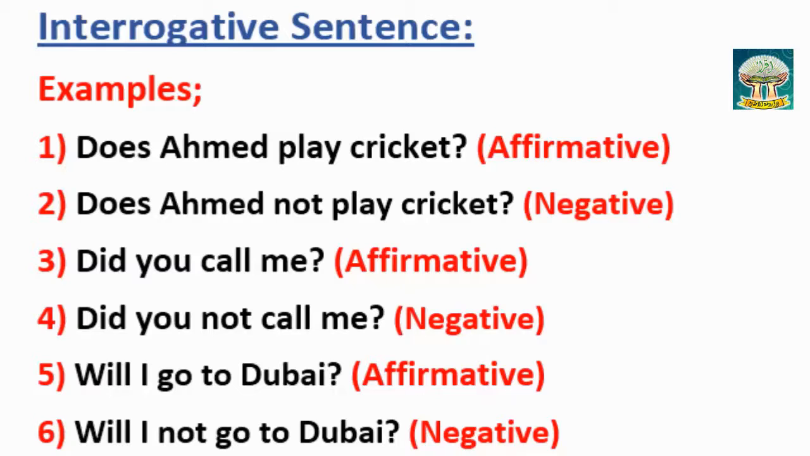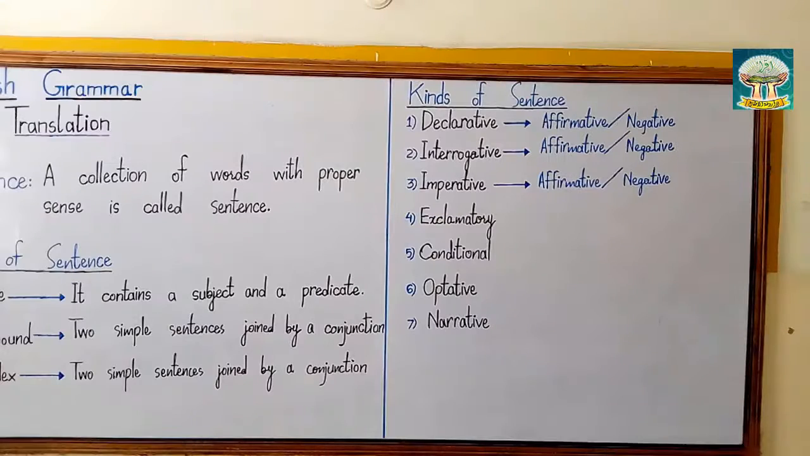Example number 5, will I go to Dubai? This is affirmative interrogative sentence. And example number 6, will I not go to Dubai? This is negative interrogative sentence. Same as that, imperative sentence can also be affirmative or negative.